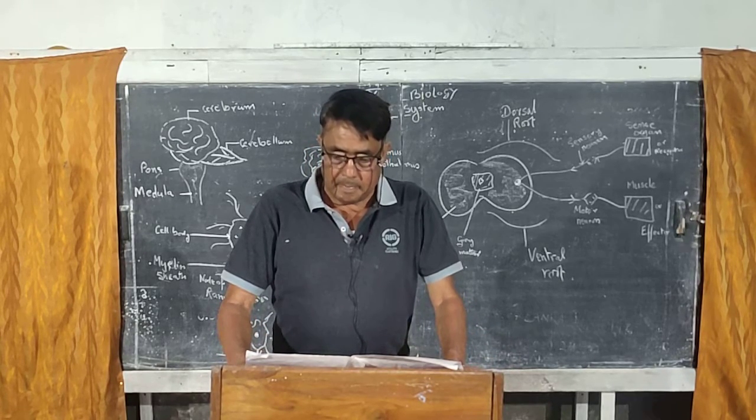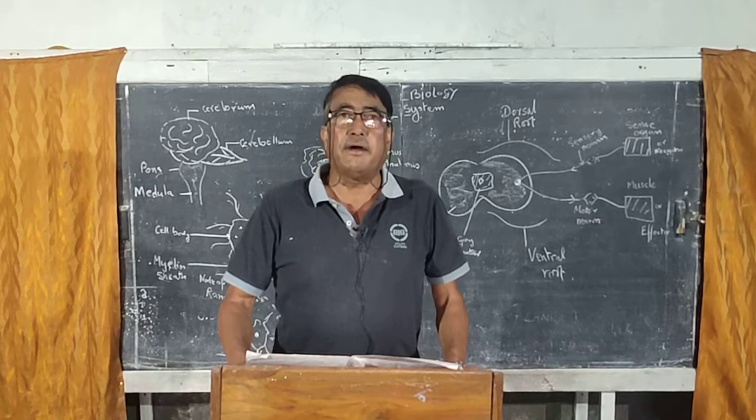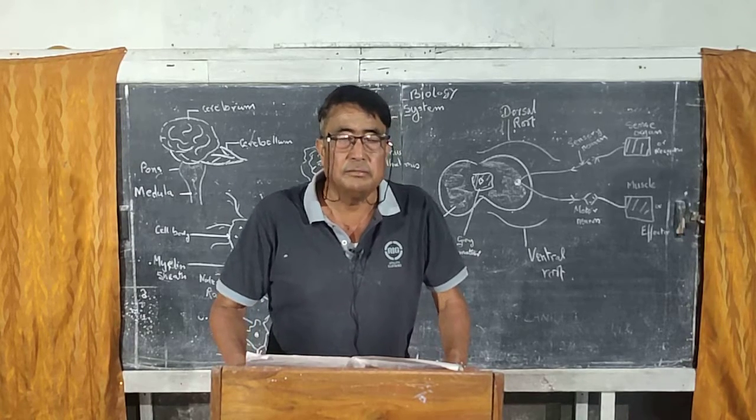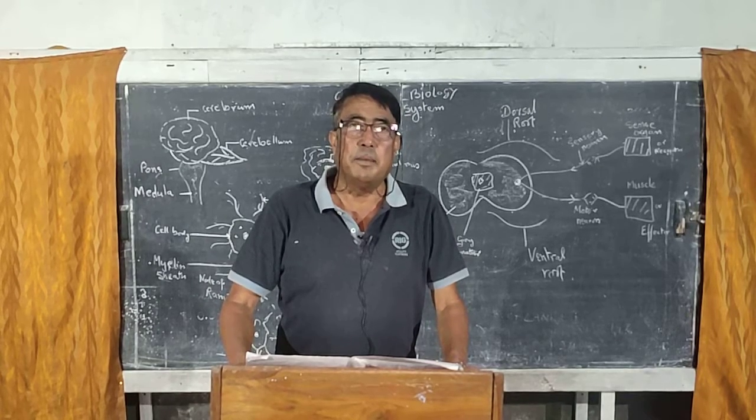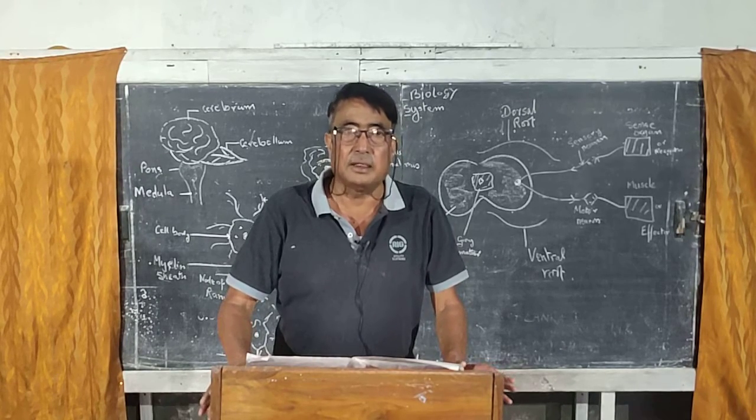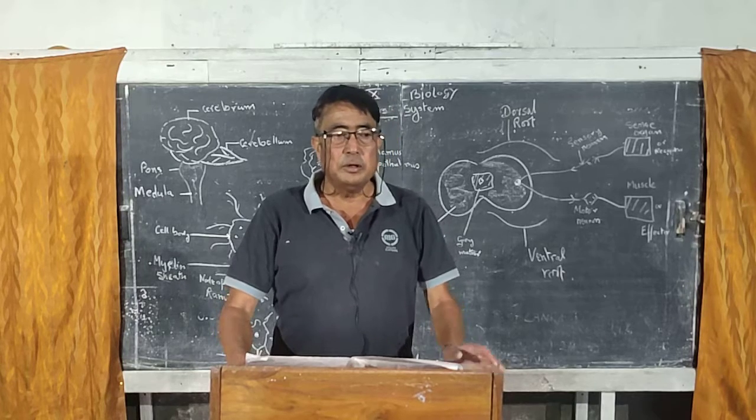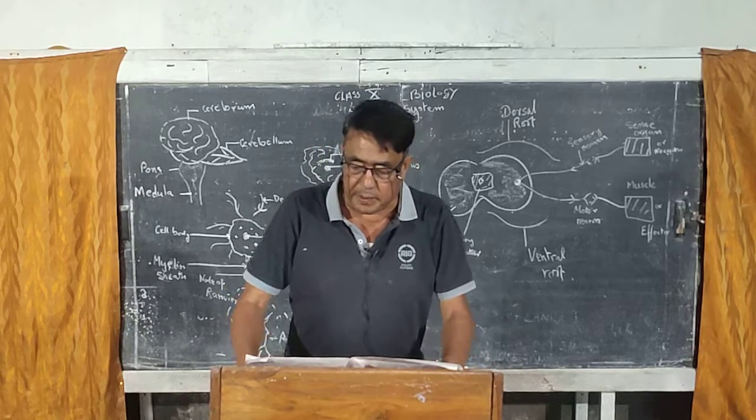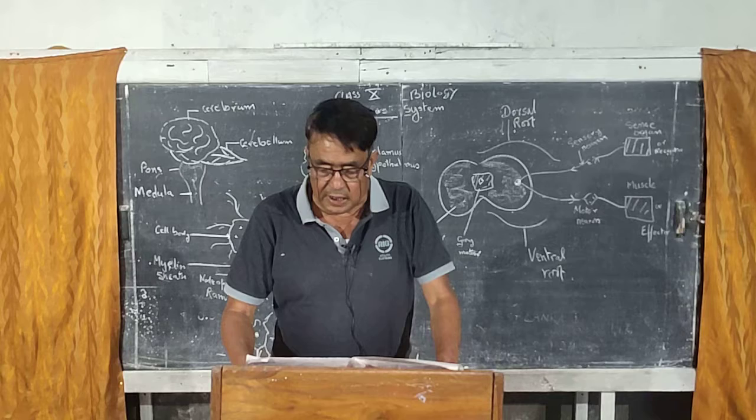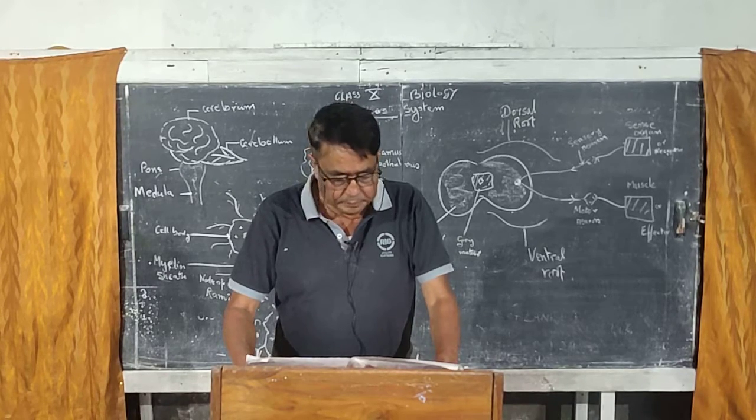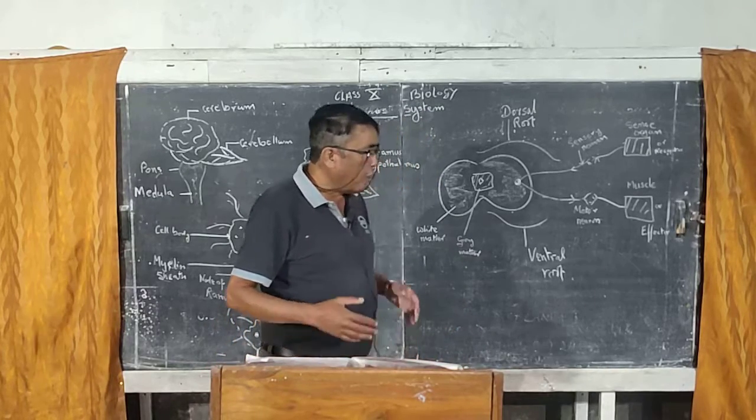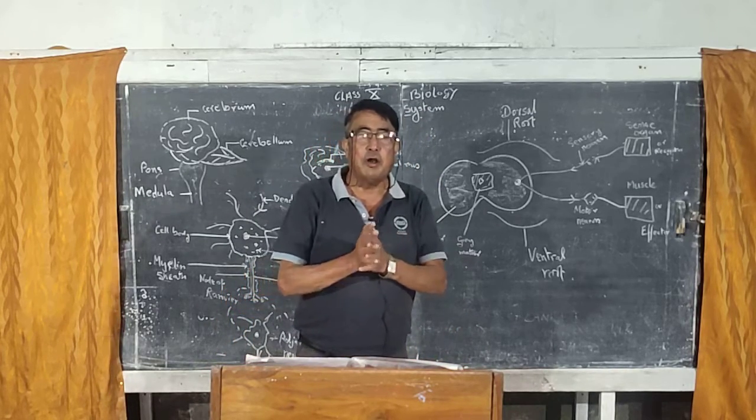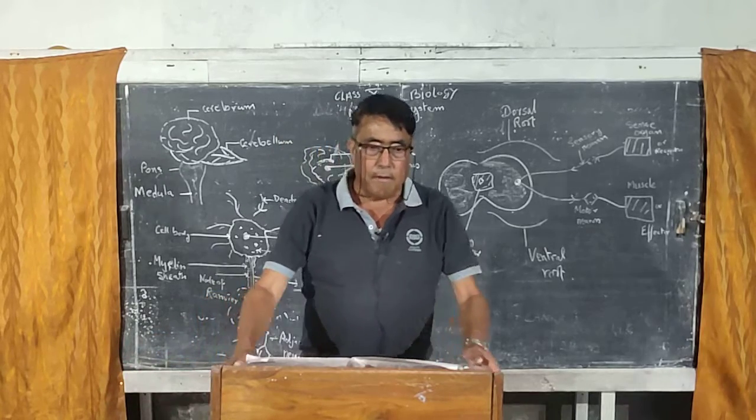Altogether, the nerves that arise from the spinal cord are called spinal nerves, and there are 31 pairs. Those nerves which arise from the brain are called cranial nerves, and there are 12 pairs. Now, voluntary actions and involuntary actions.